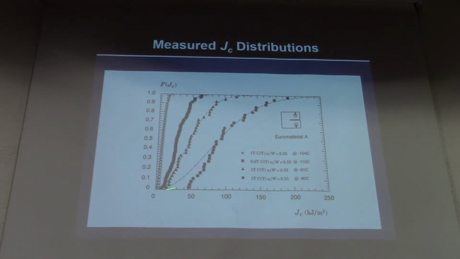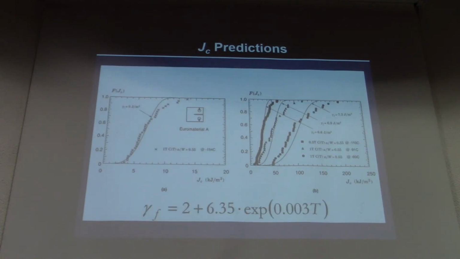And those are the measured J_c or toughness distributions. This is the Weibull distribution for the CT at minus 154 degrees, and half CT with half inch or 12 millimeter at minus 110. Again, the 1 CT, all deep crack, okay, at minus 21, and one CT at minus 60. Okay, so there is a lot of scatter, but the distributions describe quite well the probability distribution. Okay, so these are the predictions.